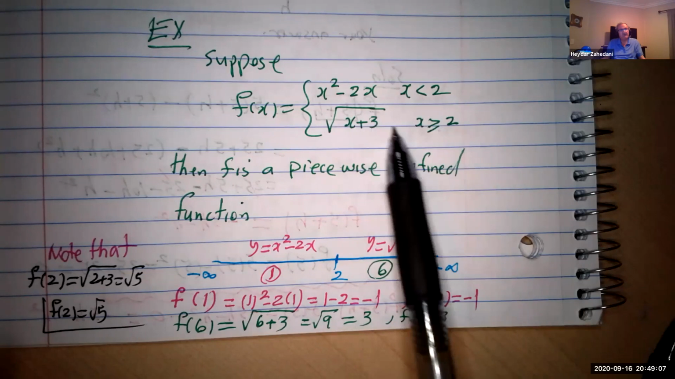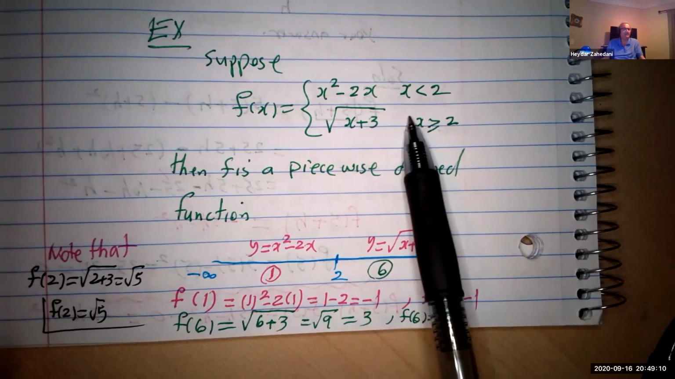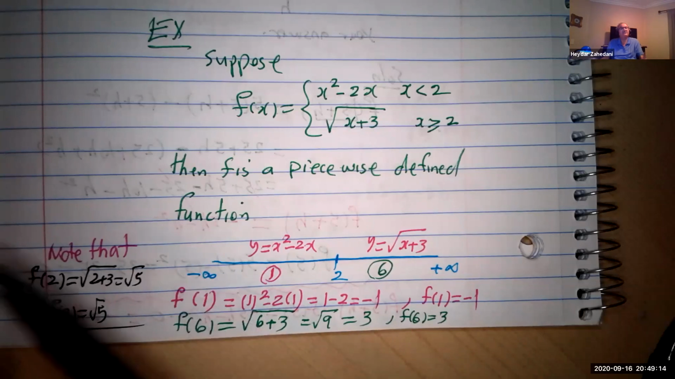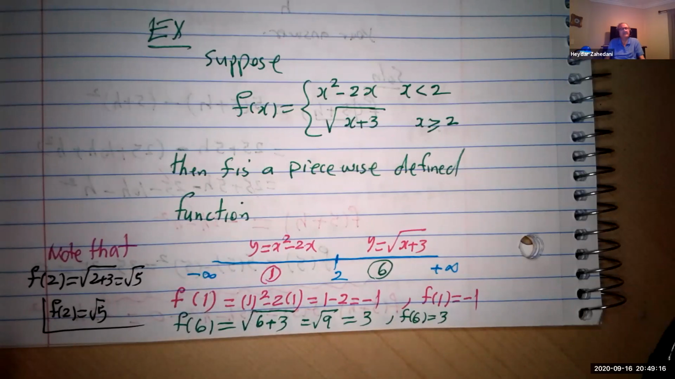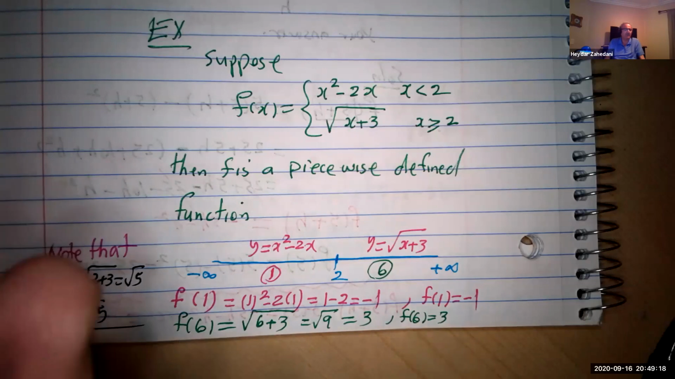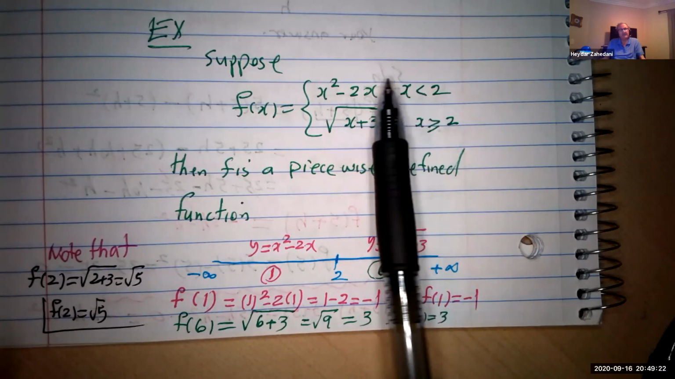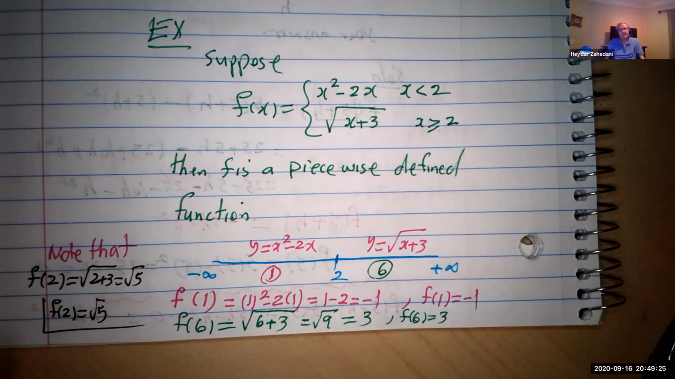So your cell phone is a piecewise defined function because it depends. If your contract is unlimited, then it's just a function: you dial and you pay. But if you have a contract with restrictions, that gives you a piecewise defined function. This is one of them.